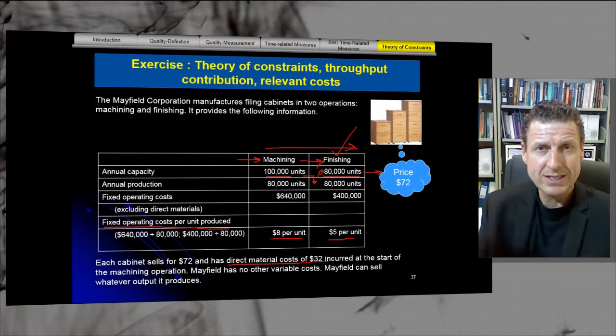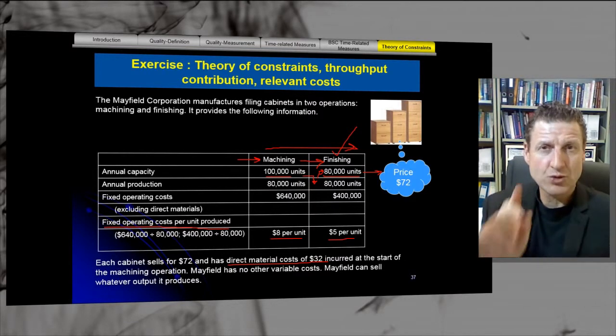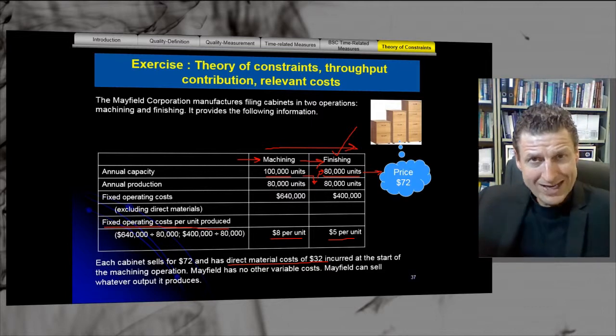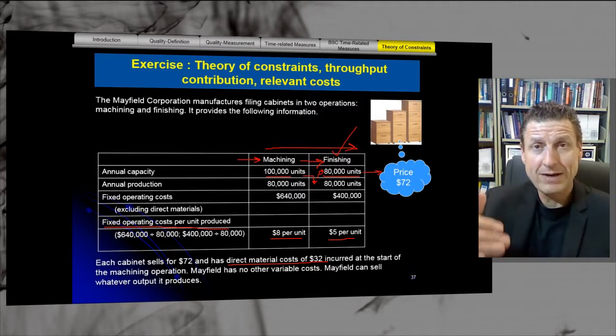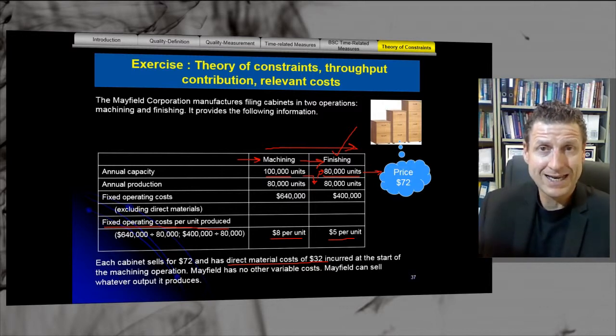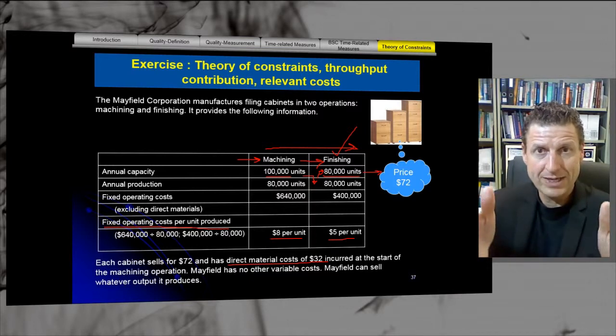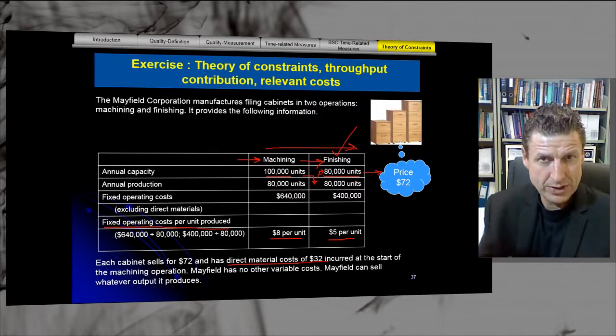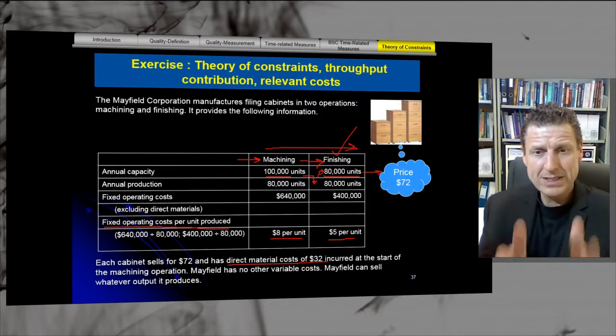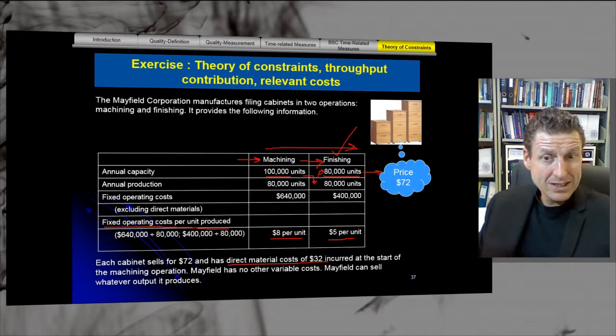Under theory of constraints, the only relevant costs are direct material costs, because we're looking at a very short period where we don't have variances in labor, we don't have variances in overhead, we don't have variances in selling costs, administration, and other activity-based costs that may vary with units of production. What we're looking at here is a bottleneck that exists in 1 week or 1 month, not in a longer period. So in the very shortest period possible, direct material costs are the only relevant costs. In this case, it's $32.